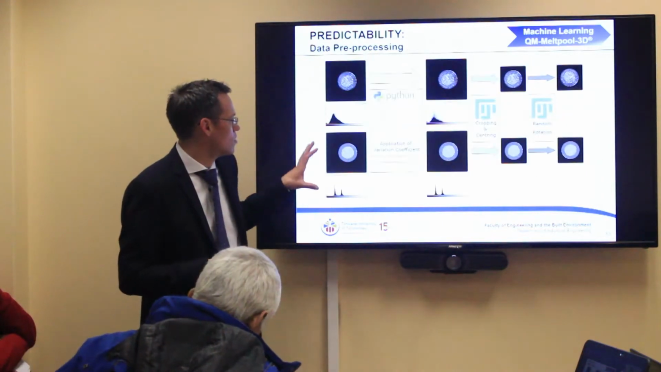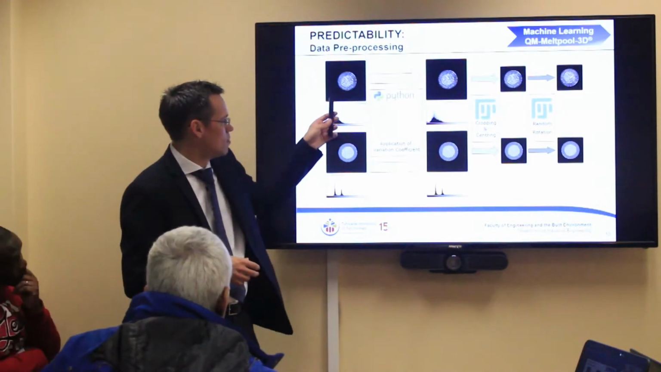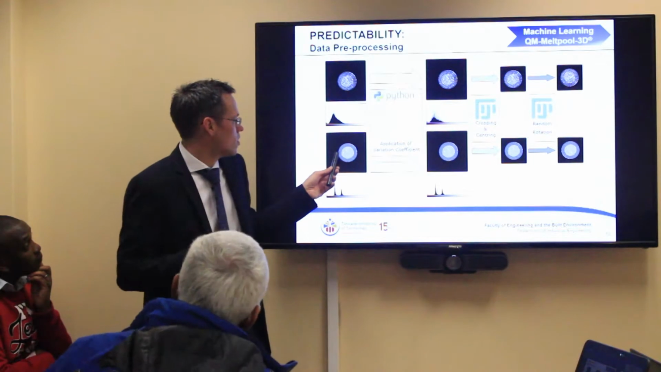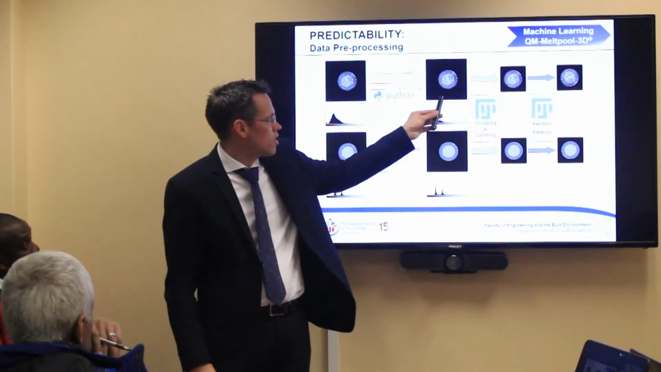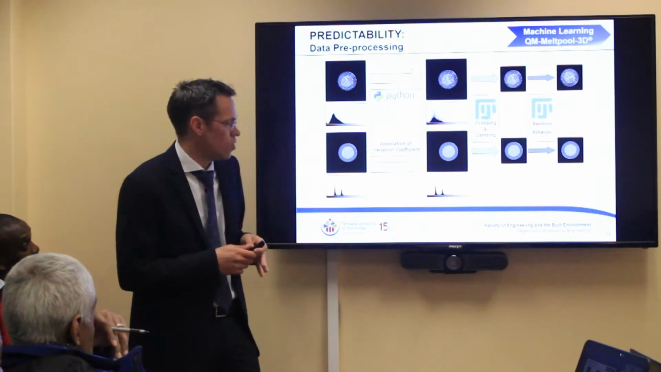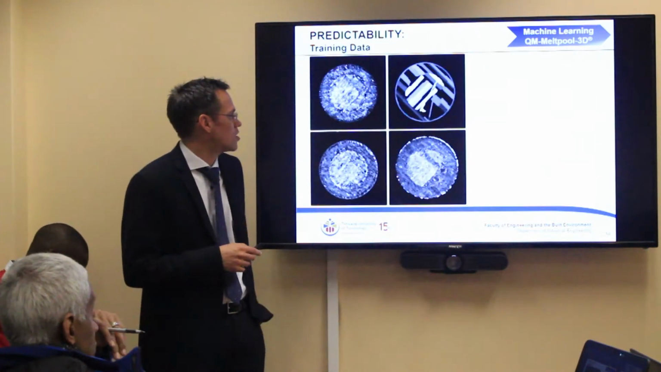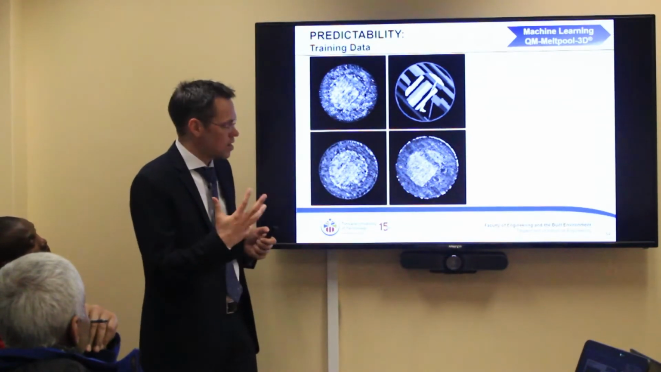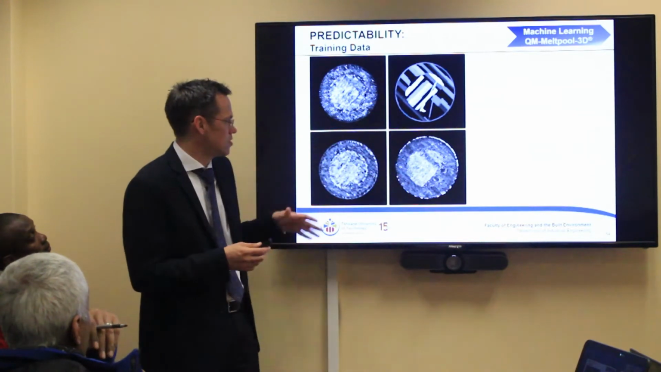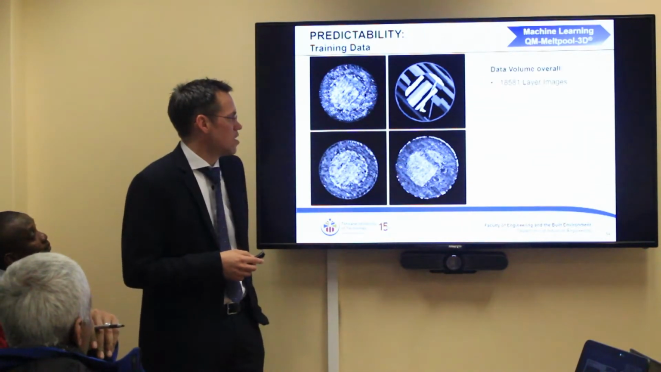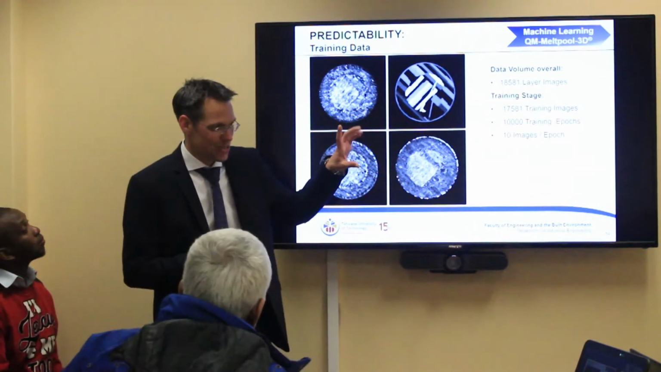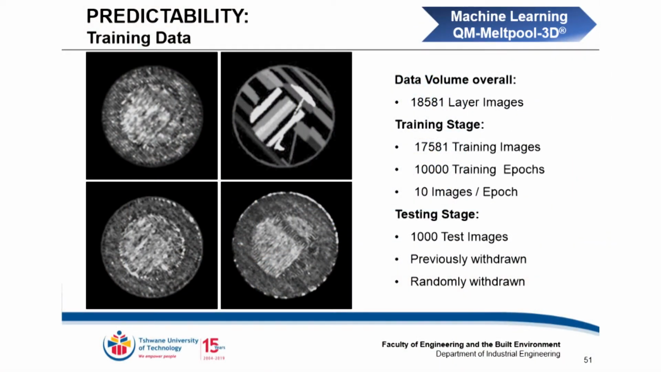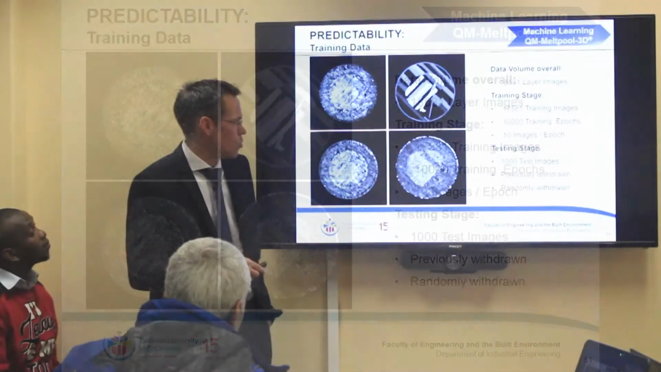To train the machine learning environment, the images need to be pre-processed. They were normalized by the variation coefficient. They were then cropped, and then they were randomly rotated to avoid positioning-based bias on the outcome. Here you see 4 exemplary images for the classes we had. This is the mapping failure, and you can see there's a clear difference between the data. And so overall, 18,000 layer images were used for training. 10,000 training epochs were applied, and 1,000 test images were withdrawn.